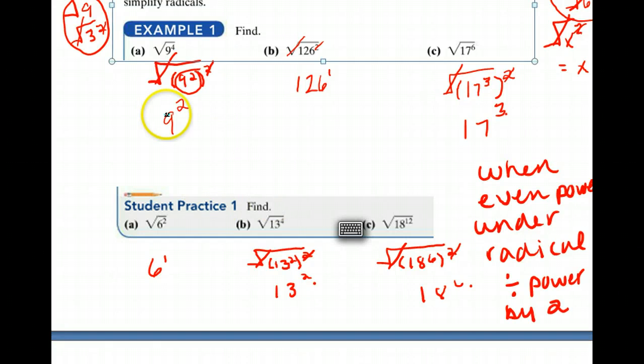So let's make sure it worked. In letter A, 4 divided by 2 gave us 9 squared. 2 divided by 2 gave us 1. 6 divided by 2 gave us 3, so we had an answer of 17 cubed. Notice that each time you can remove that radical. 2 divided by 2 gave us 6 to the first. 4 divided by 2 gives us 2, an answer of 13 squared. 12 divided by 2 gives us 6, with an answer of 18 to the 6th power.